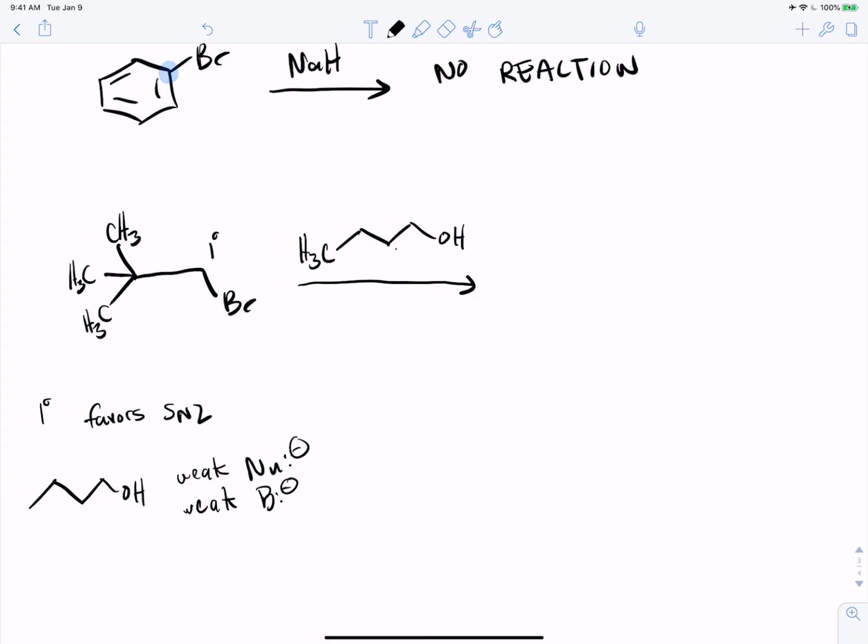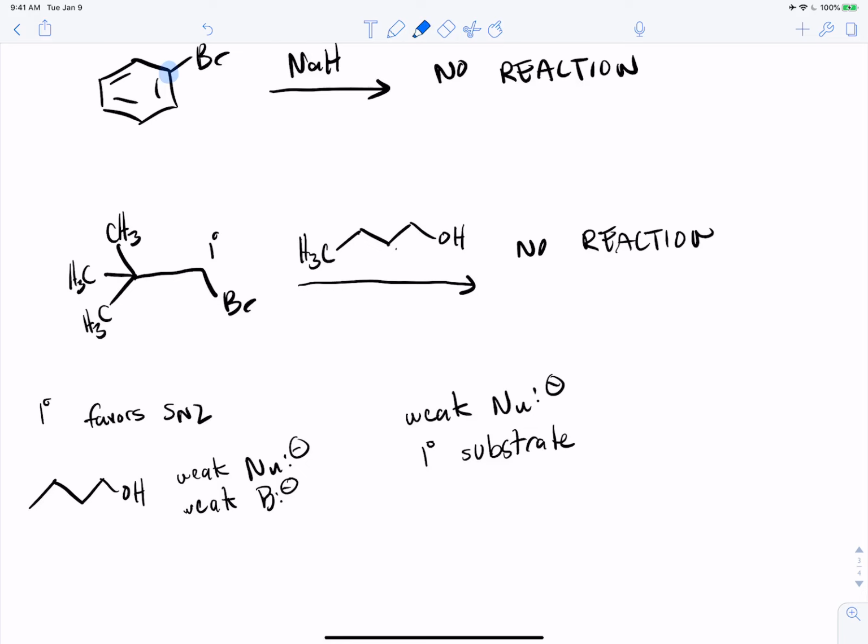So what's going to happen here? Realistically, on any kind of practical time scale, you're probably going to see no reaction. If you have a weak nucleophile and a primary substrate, they generally are going to favor SN2, and if they don't favor SN2, they'll favor E2. But since we have a weak base here, we can't get any E2, so we're just looking at an SN2 reaction. And so maybe over a long time period, you'll start to get some slow SN2 here, but more realistically, you just get no reaction.